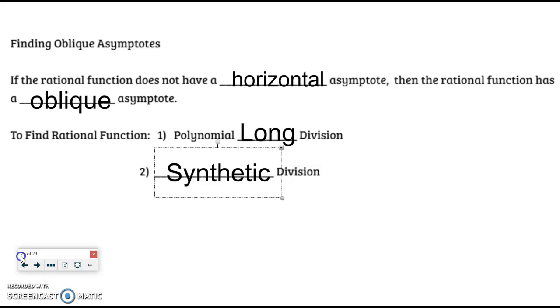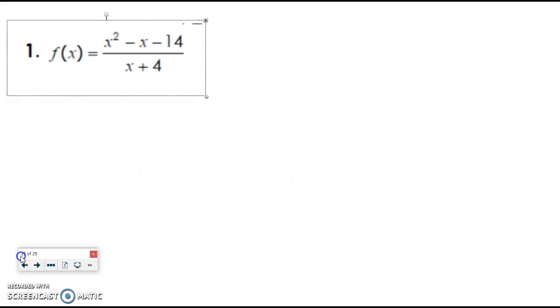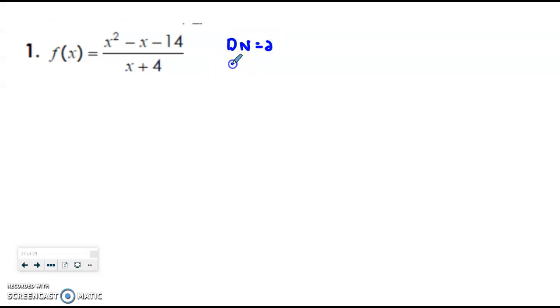So let's look at a couple examples, and then I'm going to have you try a couple to work it out. Looking at this situation, I have x squared minus x minus 14 divided by x plus 4. I know the degree of the numerator is 2 and the degree of the denominator is 1. Therefore, it has no horizontal asymptote. So what I have to find is the oblique asymptote.